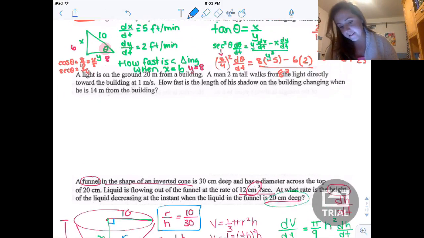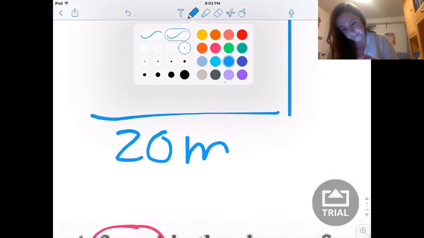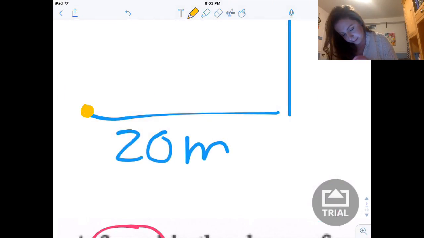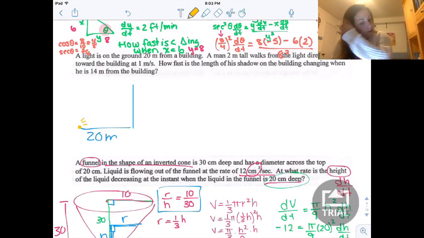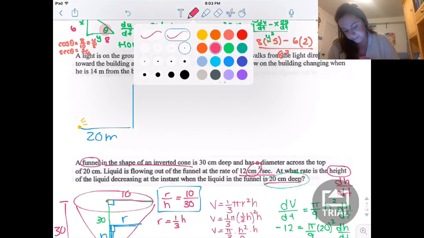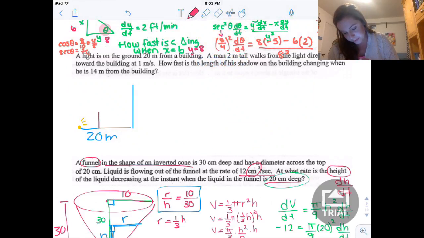Okay. A light is on the ground 20 meters from a building. So I already think building. I think that this is 20 meters, and this is my little light. Very lifelike. A man 2 meters tall walks from the light directly towards the building at 1 meter per second. So my little man, he's 2 meters tall. His height is not changing, so I'm labeling that.